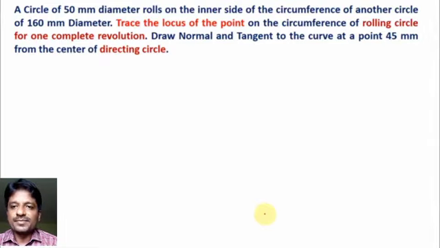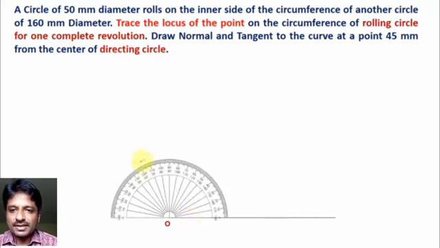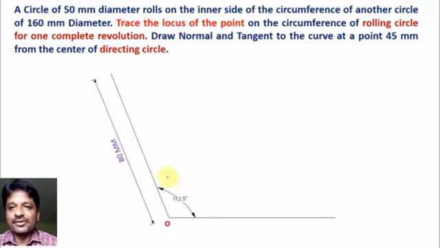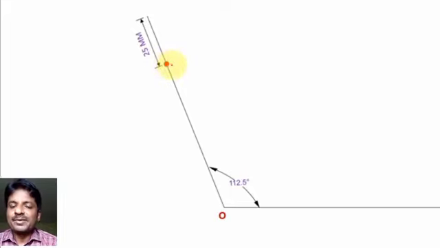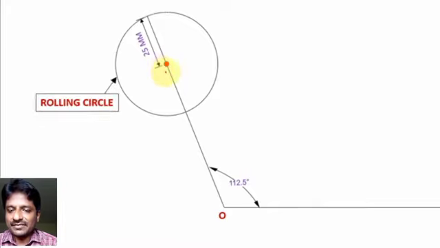So let's start making this hypocycloid in a fair manner. We have to draw a horizontal line of any length. After that we keep the protractor at 112.5 degrees over the length of 80 mm, which is the radius of the directing circle. From this point we take 25 mm in the inward direction because it is a hypocycloid, and this 25 mm is the radius of the rolling circle. With this 25 mm make the rolling circle.